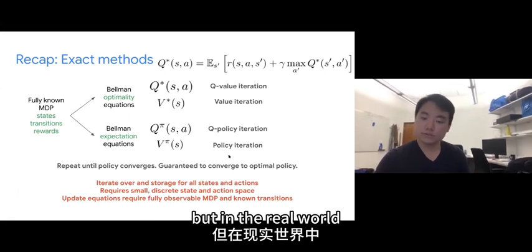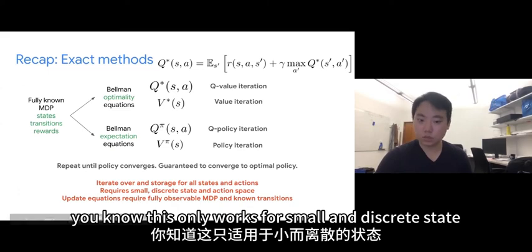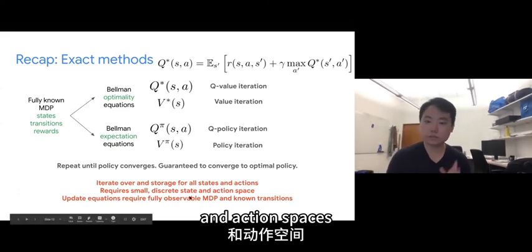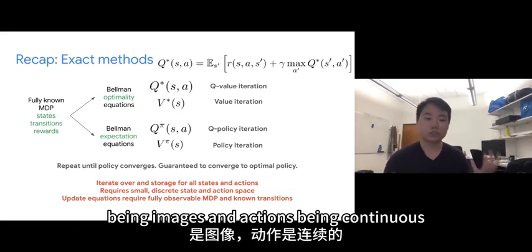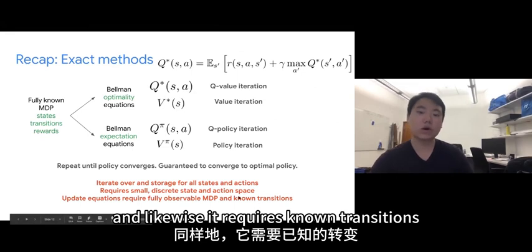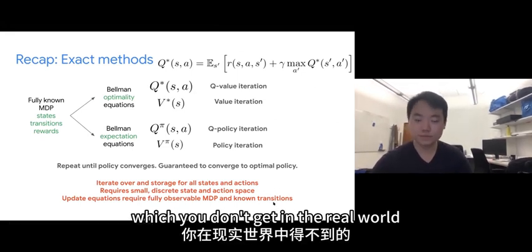But in the real world, you don't actually have these assumptions. This only works for small and discrete state and action spaces. So it doesn't really work for high-dimensional states, being images, and actions being continuous. And likewise, it requires known transitions in the Markov decision process, which you don't get in the real world.